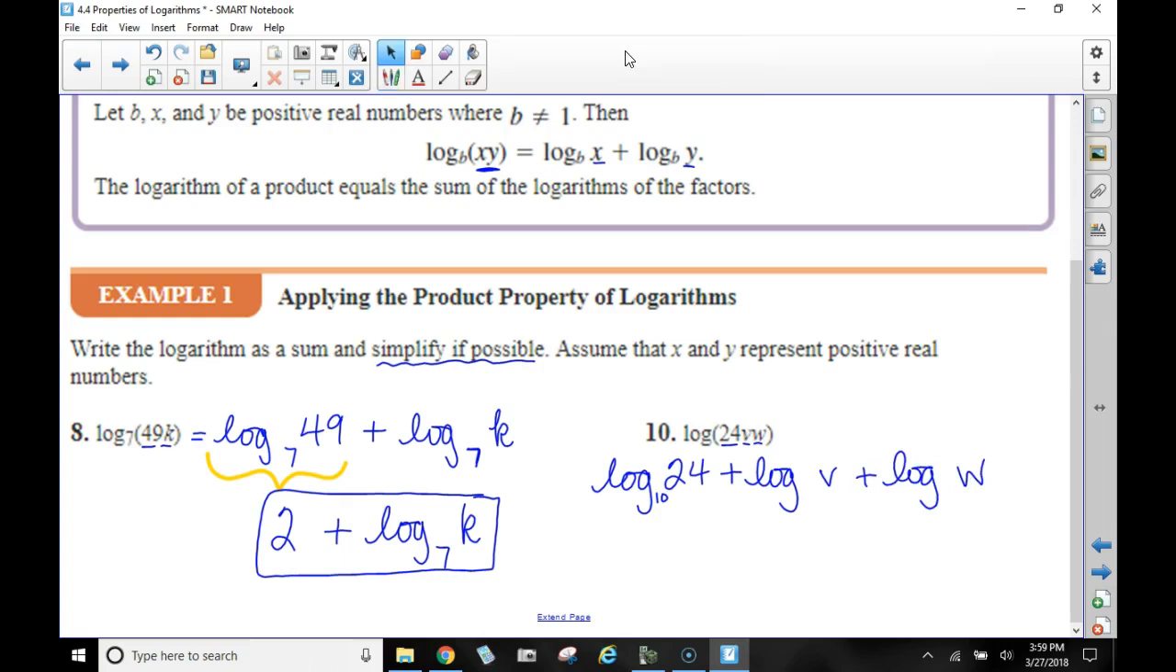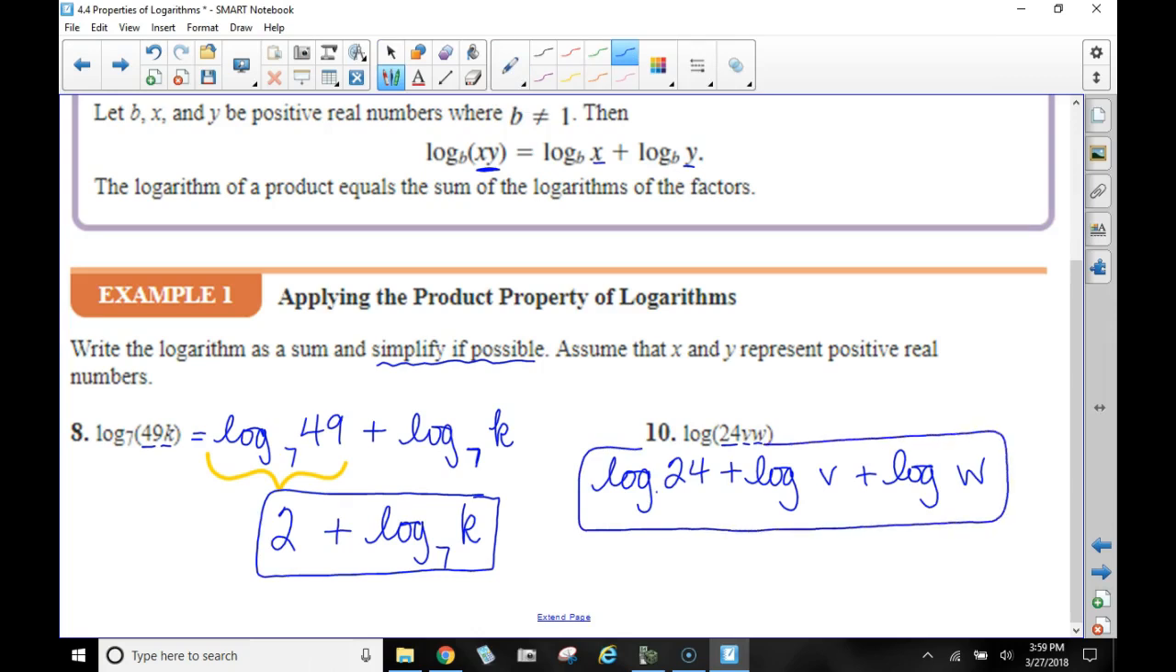You know, I really don't think I want that 10 in there because 10 to what power gives me 24? Nothing that's pretty. So I guess I could punch in the log of 24 on my calculator and get a decimal for that. But I don't know that we'd really have any kind of advantage to do that. I'm just going to clean this up and say there it is. That's about as good as it gets. Because that first term, yeah, I could find a number for that, but it's going to be ugly. All right, it's going to be a decimal, so I'd rather not.